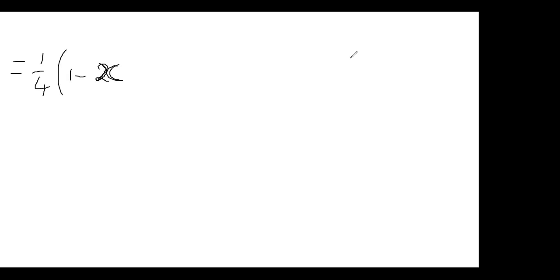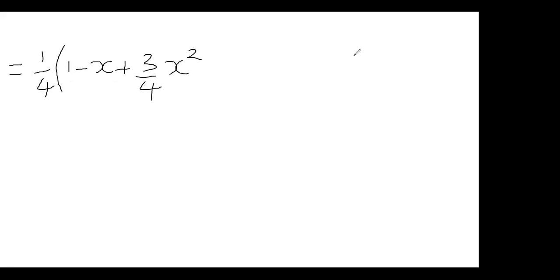Let me just clear this and write it properly. So it will give us 1 over 4, then 1 minus x. That's what you get on the second term because you have negative 2 times x over 2. Then plus 3 over 4 x squared minus 1 over 2 x cubed plus that.